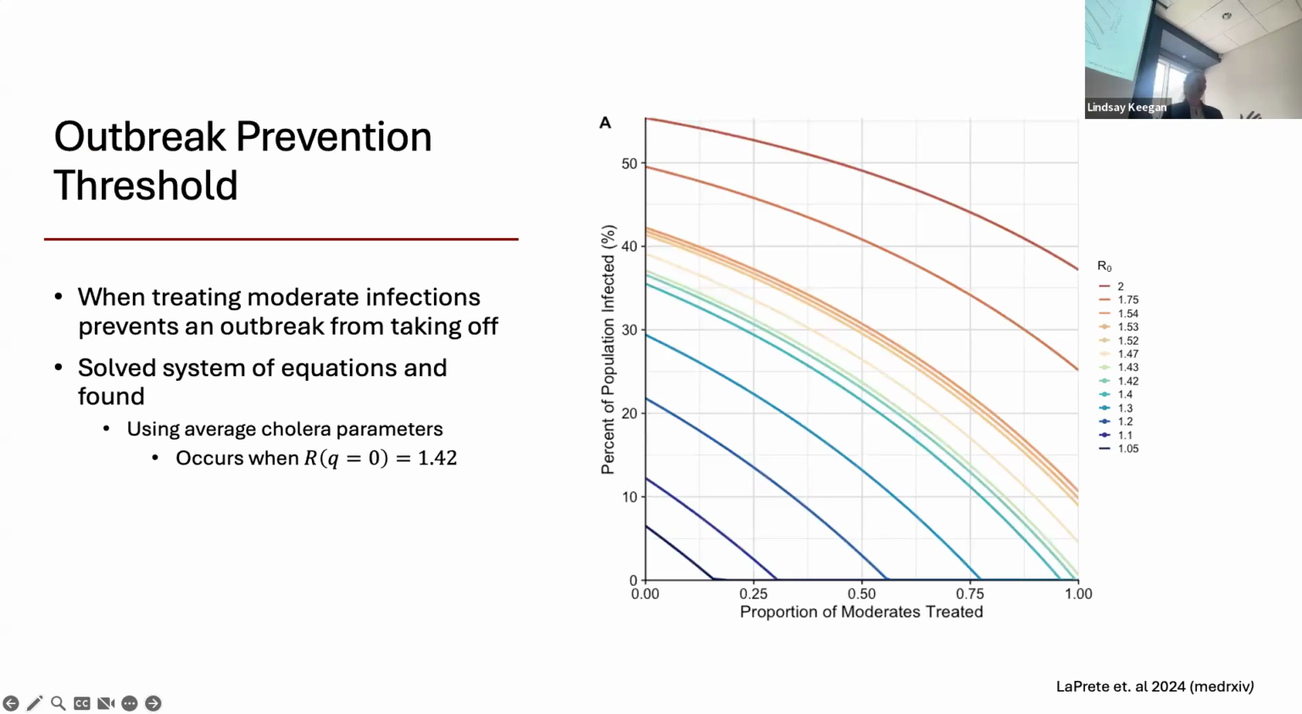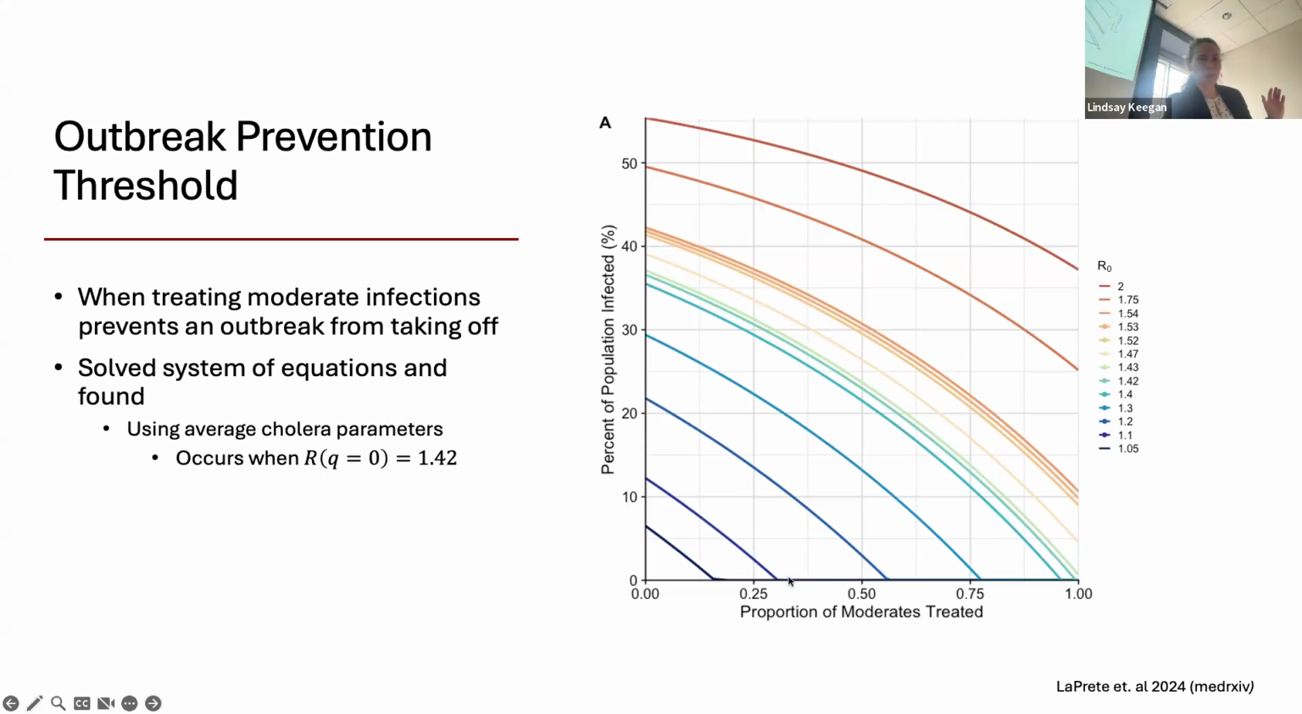Again, I promise no equations, but we calculate these. The outbreak prevention threshold is when treating moderate infections prevents the outbreak from taking off. We solved the system of equations. Using the average of all of the cholera parameters that we found, this occurs when the reproductive number is 1.42.